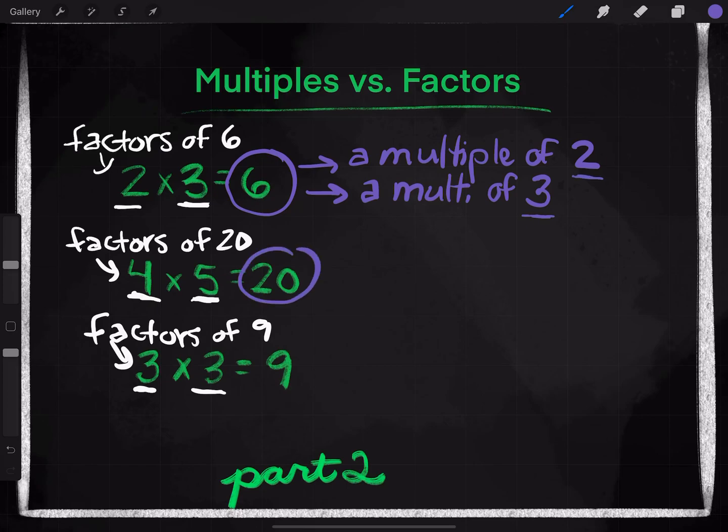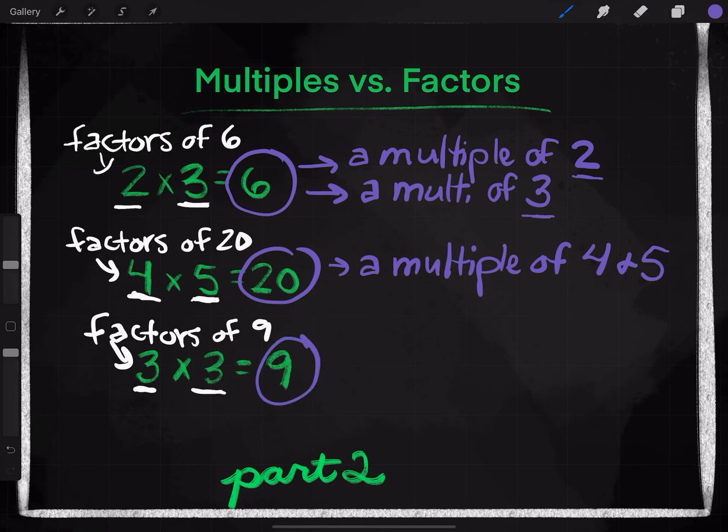Okay, here 20 is a multiple of 4 and a multiple of 5. 9 is a multiple of 3. One thing people like to point out is a number has endless multiples.